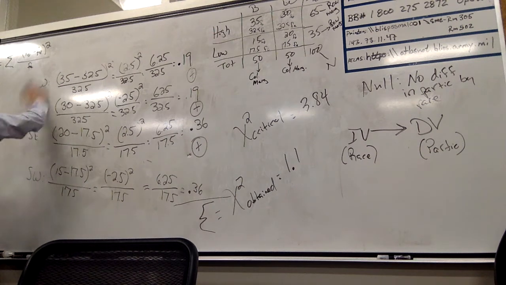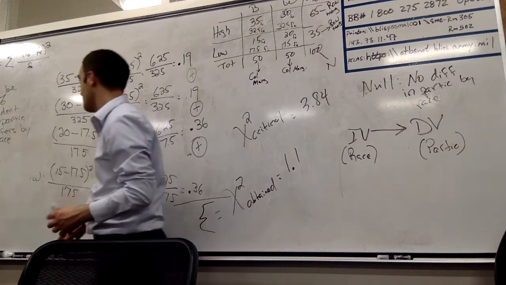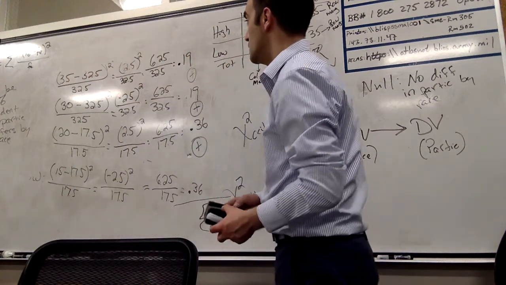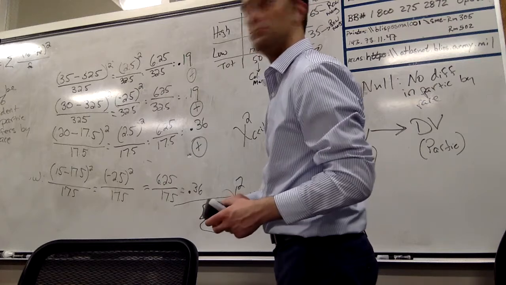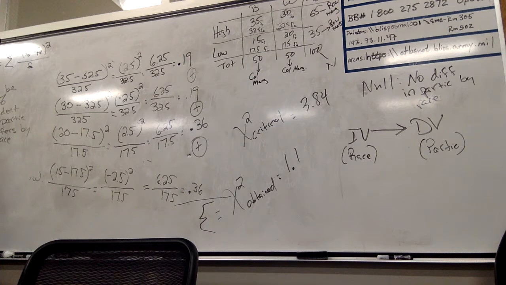It is not higher. 1.1 does not exceed 3.84. So you cannot be 95% confident that participation differs by race. That's always, not just for this. It's always right. And so basically you cannot reject the null, okay, or the null is supported.